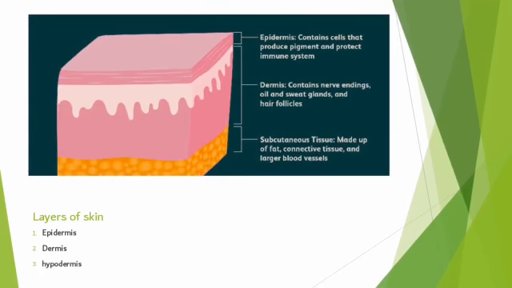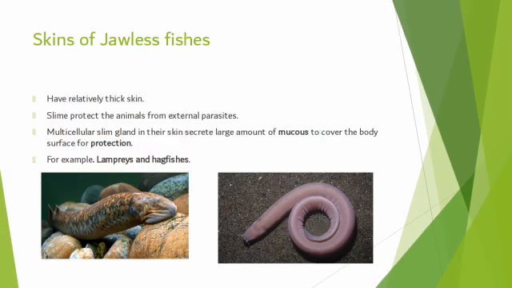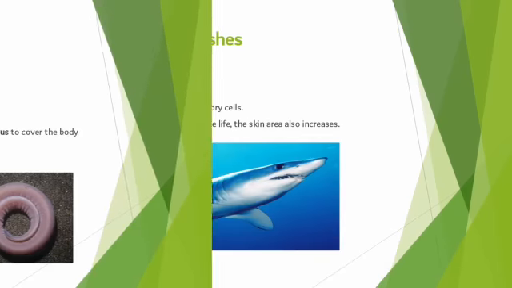Here you can see in the structure three different parts: epidermis, dermis and hypodermis. Layers of skin. Skin of jawless fish. Jawless fishes have a relatively thick skin, which protects the animal from external parasites. Multicellular slime glands in their skin secrete large amounts of mucus that covers the body surface for protection. As examples of skin of jawless fishes, we can see lamprey and hagfishes as shown in the figure.